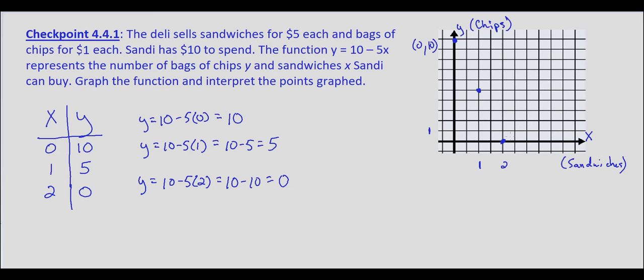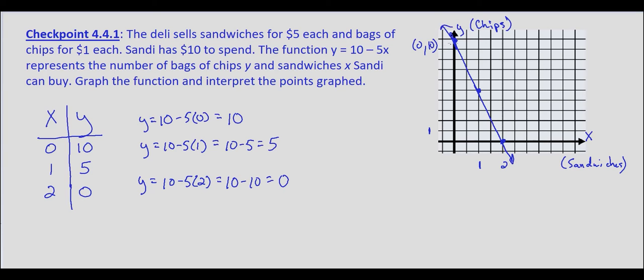If we're actually graphing the function itself, it's not just these points. Though these points are the only ones that would make sense, unless they offer selling half a bag of chips or half of a sandwich. So when we actually graph the function, we're looking at graphing the line that goes through these points.